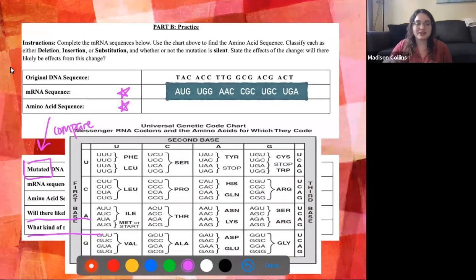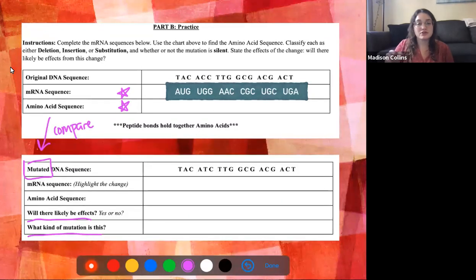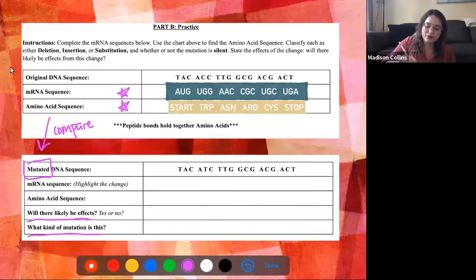Right, now, I'm not actually going to show you how I came to these answers because hopefully by now you guys know. And if you don't understand it, please reach out to me on Remind so I can give you a quick tutorial. But the amino acid sequence you should have gotten is START, TRP, ASN, ARG, CYS, and then STOP. So remember, on our amino acid chart, we've got start and stop codons.